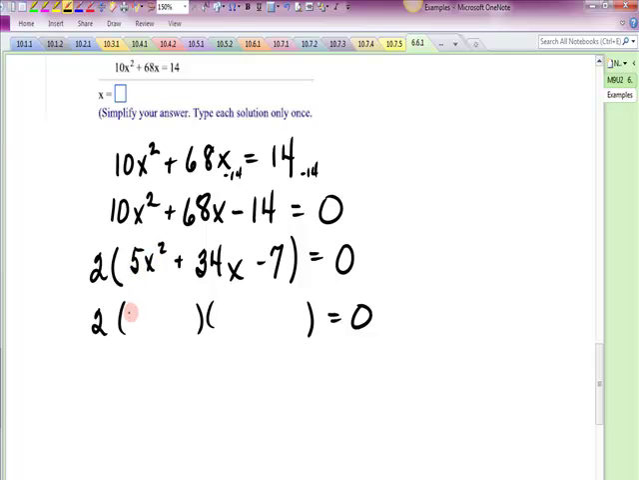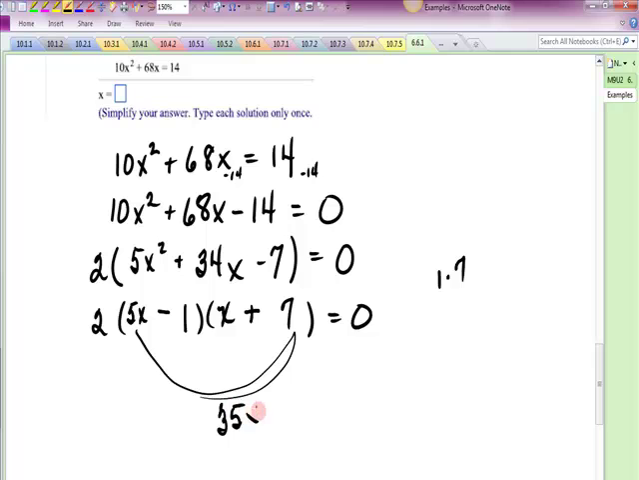Because 5 is a prime number, I know it has to be 5x and x. To get a 7, 7 is also a prime number, so I know I have to use 1 times 7. It does matter where I put them. I can put them in, try them, error, and go on. But I also know that I need one of each sign to get a negative 7. So I'm going to put the 1 there and the 7 there. The outer product is 35x. The inner product is negative 1x, and that gives me 34x.